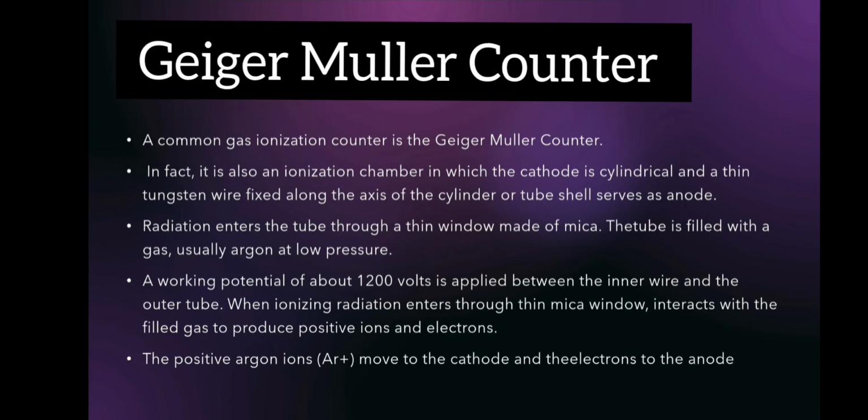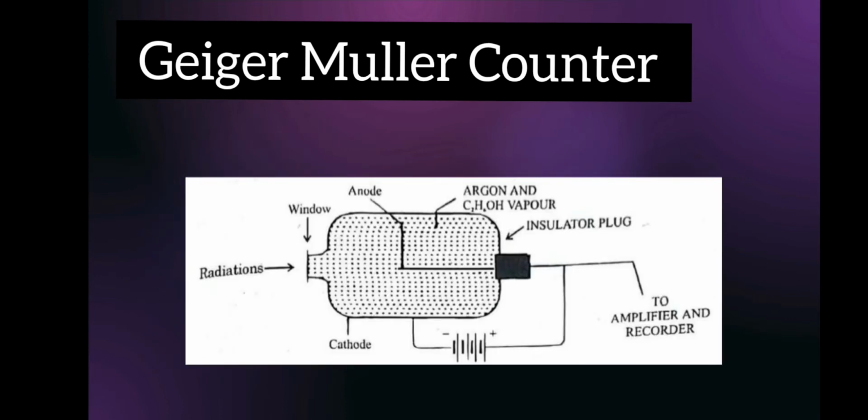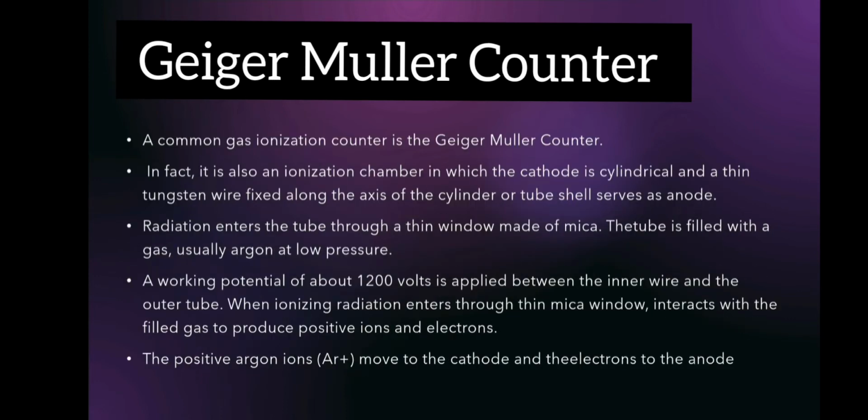Radiation enters the tube through a thin window made of mica, as I've just shown you earlier. Now a working potential of about 1200 volts is applied between the inner wire and the outer tube. How much potential is applied? A potential of 1200 volts.